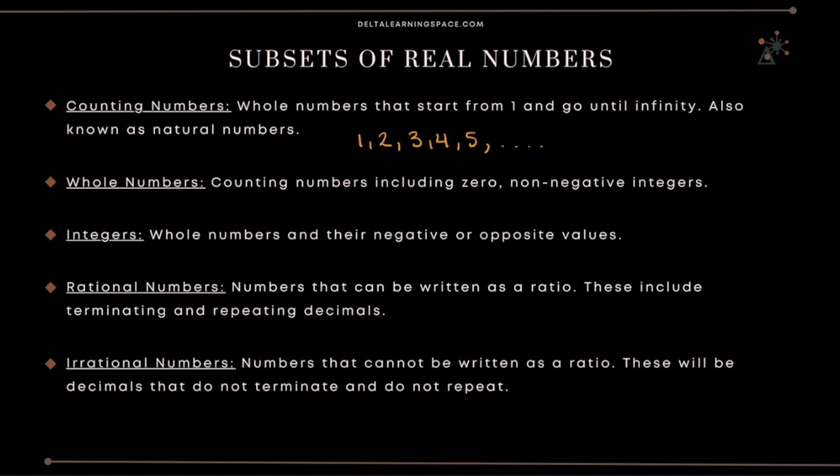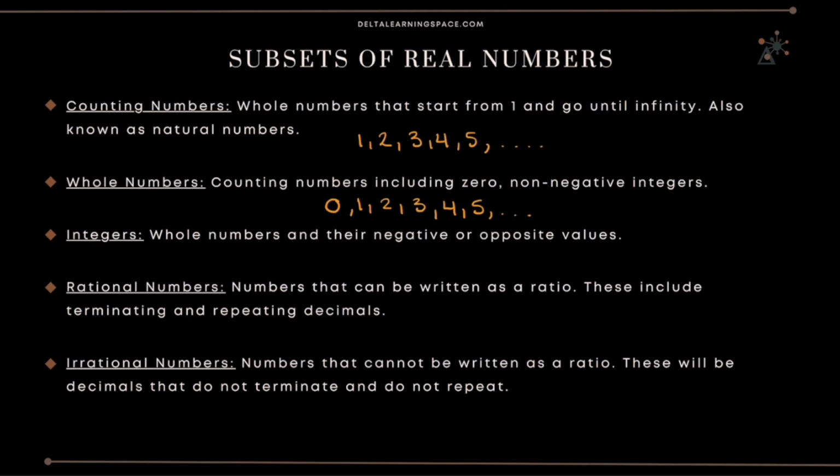Our whole numbers will be our counting numbers with the addition of 0. So above we had 1, 2, 3, 4, 5. But now for whole numbers, we will also include 0.